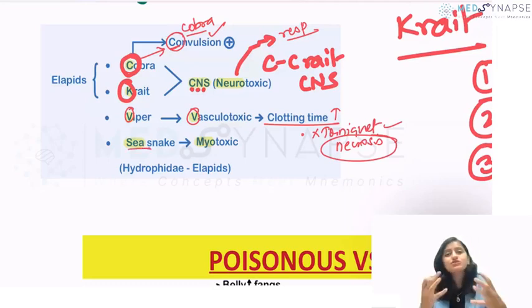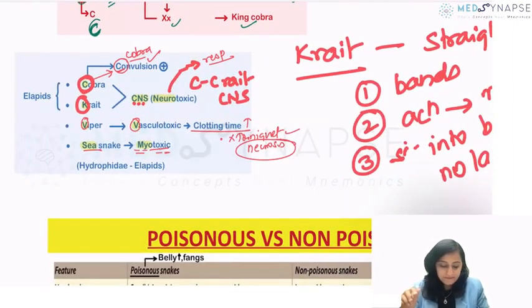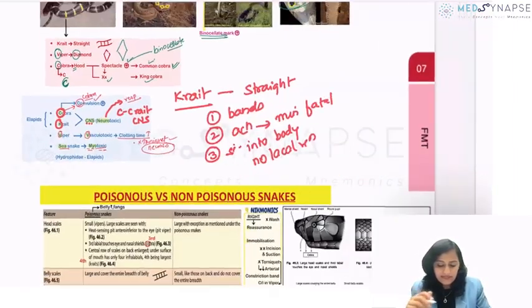Sea snake, imagine going into the sea and swimming. After swimming, you get a lot of muscle ache. So sea snake is myotoxic. Okay, sea snake is myotoxic, right? So this is about the snake identification.